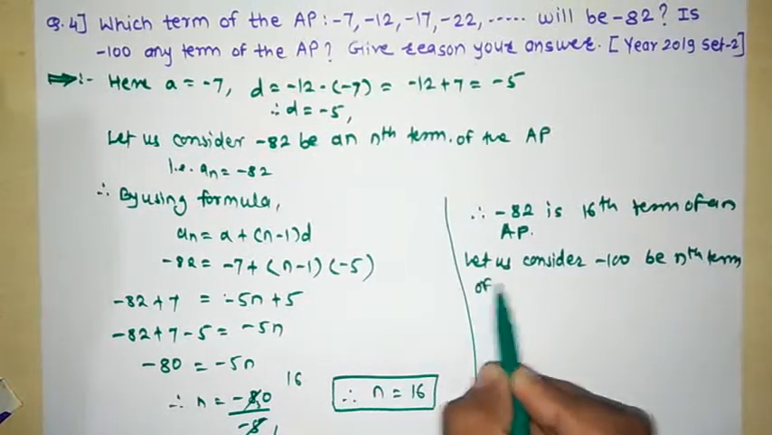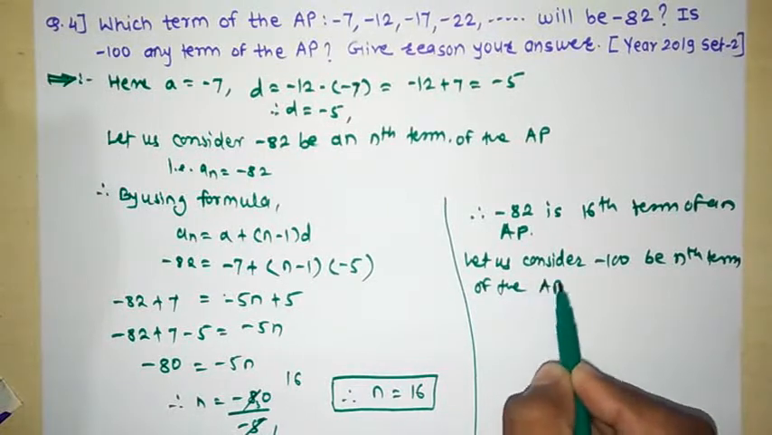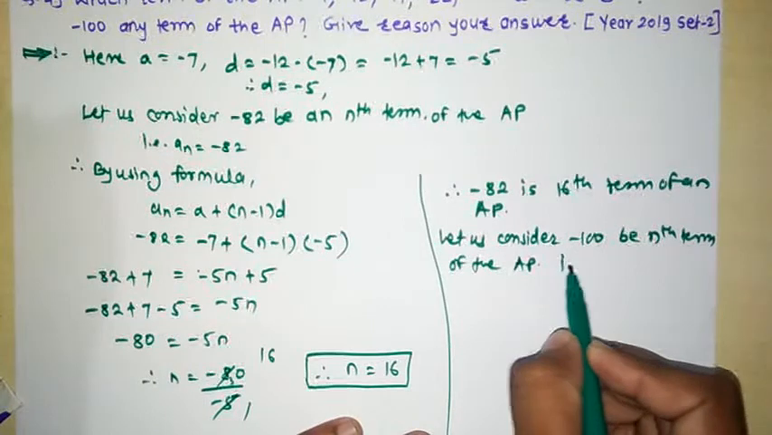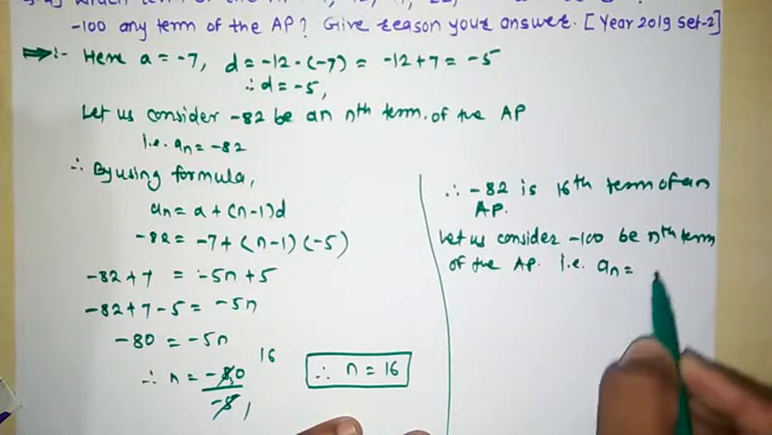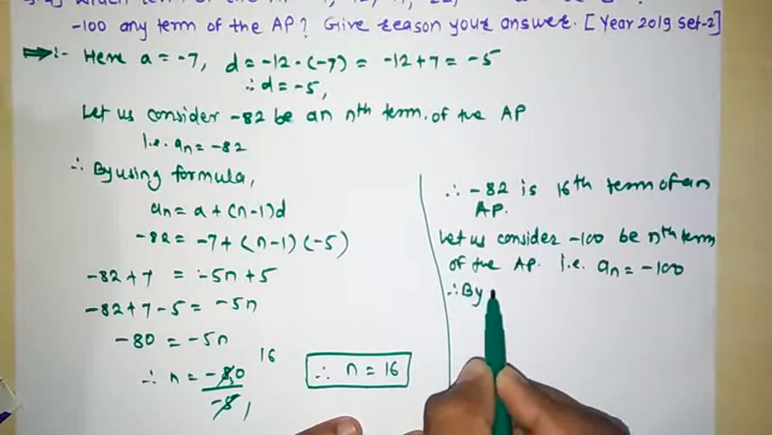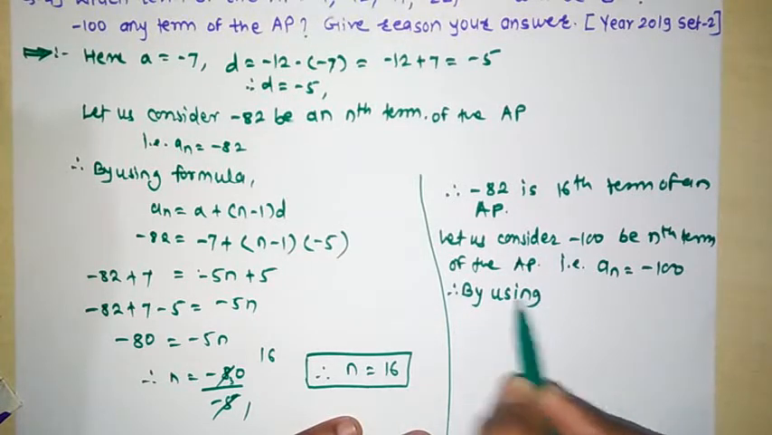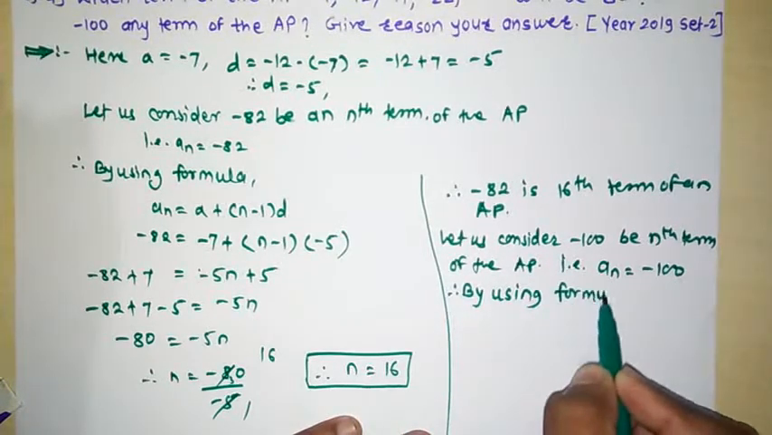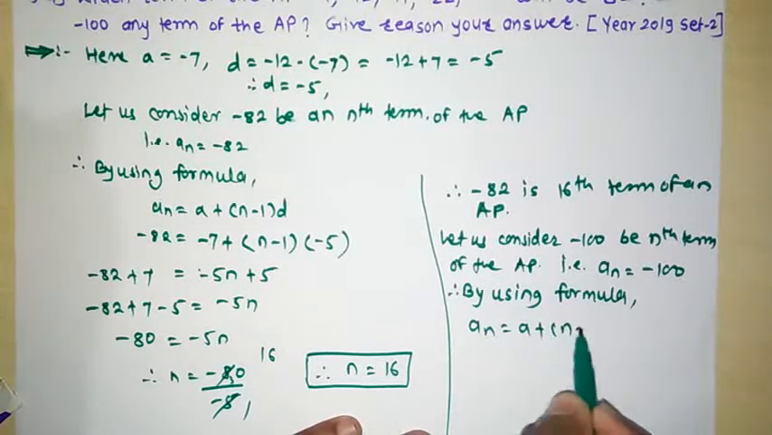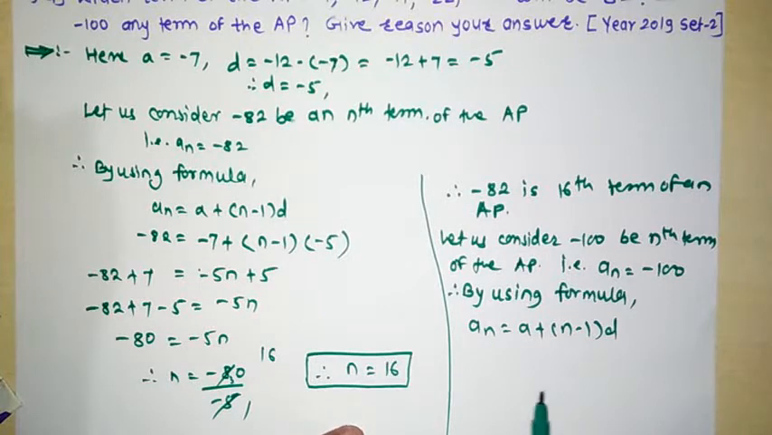Let an be the nth term of the AP. AP का nth term है, we have to consider it. That is an is equal to minus 100. Therefore, by using the formula an is equal to a plus n minus 1 into d, we have to use this formula.